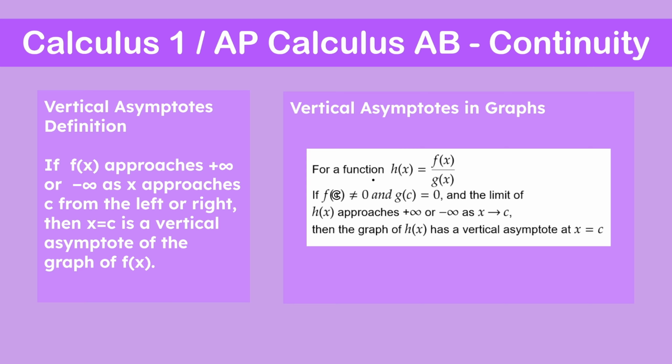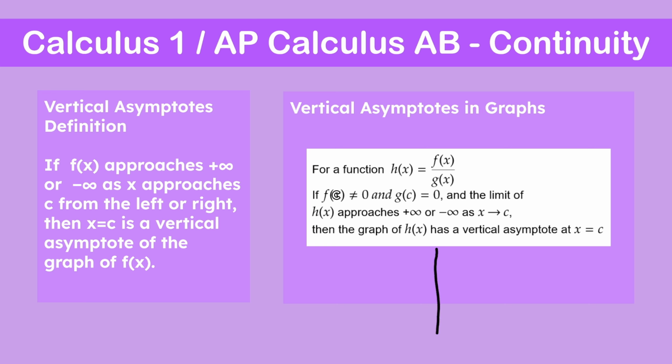So let's say we have a function h of x, which is equal to f of x divided by g of x, and if f of x is not equal to 0, but g of x is equal to 0, and the limit of h of x approaches positive infinity or negative infinity as x gets closer and closer to c, then the graph of h of x has a vertical asymptote at x equals c.